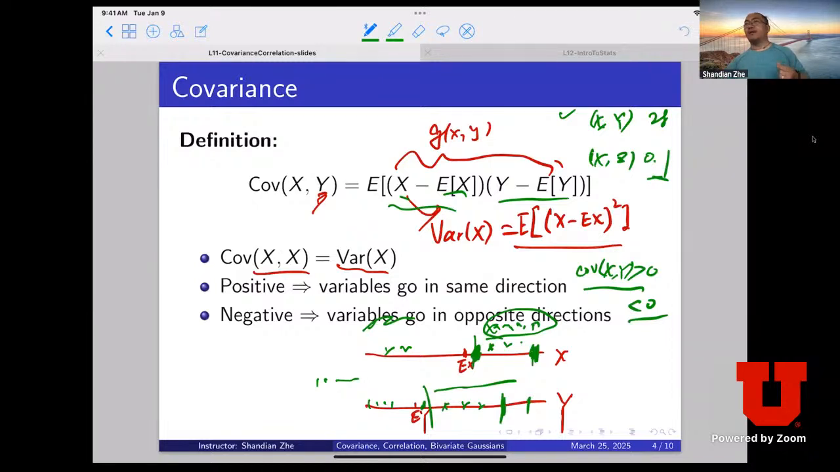But if the deviation of X is irrelevant or less related to the deviation of Y, then the covariance is relatively small. It just represents that covariance not only measures whether X and Y vary along the same direction or along different directions, but also whether the degree of the variation is consistent or not.